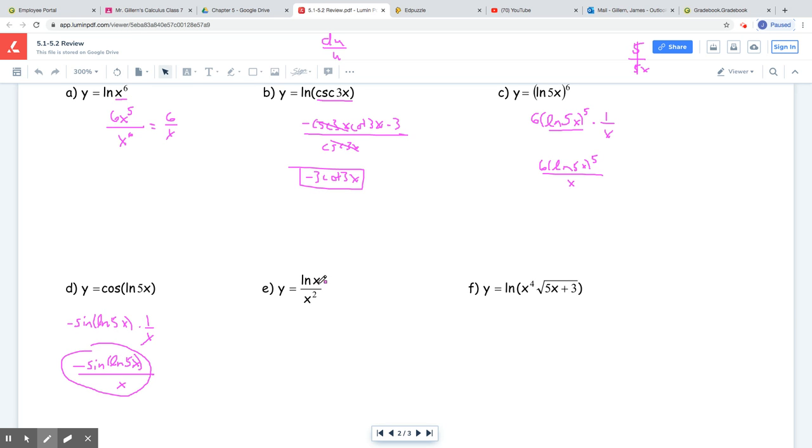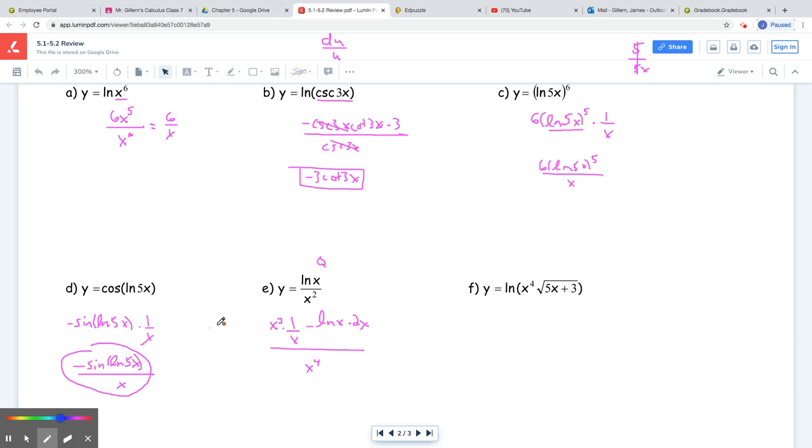All right, here, natural log of x over x squared. It's not the natural log of x over x squared. This is not all on the inside. This is 2 separate things. This is the quotient rule, all right, which is the bottom times the derivative of the top, which is 1 over x, minus the top times the derivative of the bottom, which is 2x, all over the bottom squared.